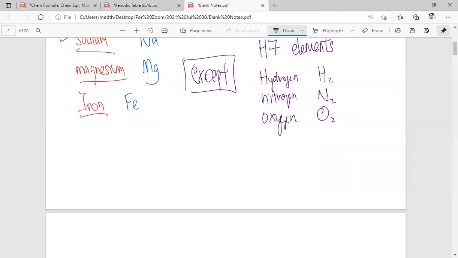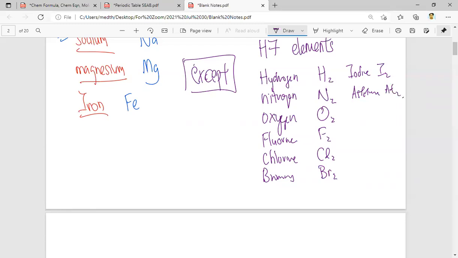Okay, so what's the chemical formula for the rest? Fluorine is F2. Chlorine is Cl2. Bromine, Br2. Iodine, I2. And lastly, astatine is At2.